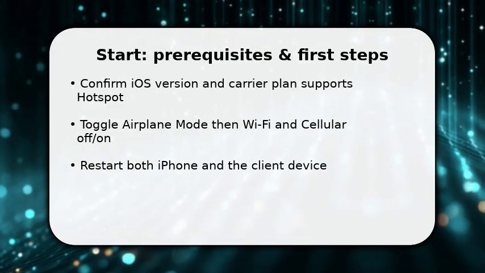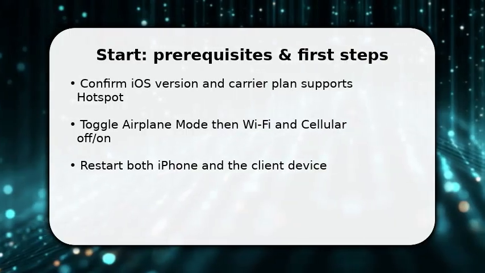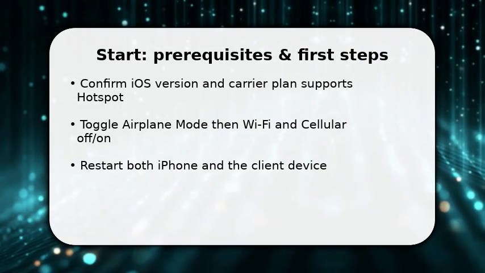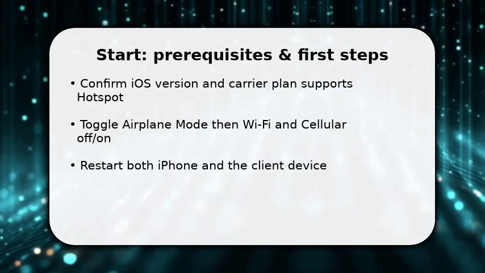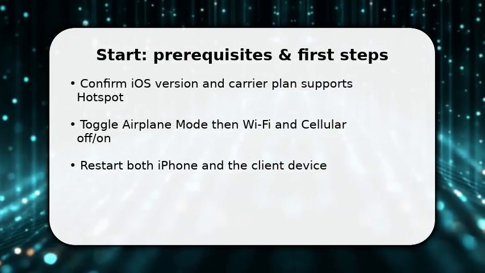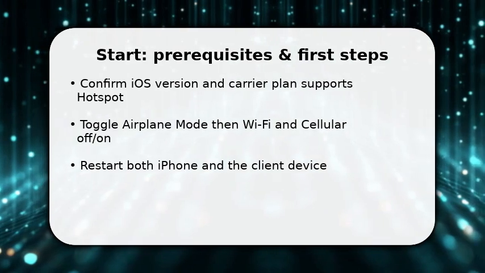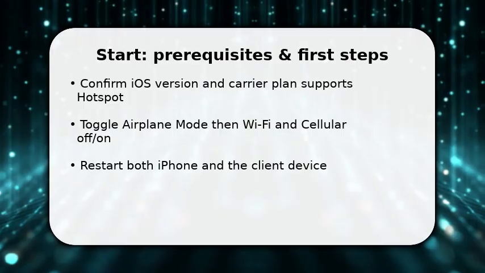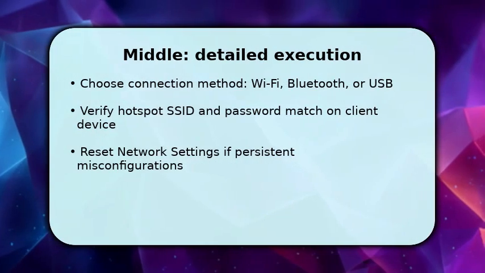Restart both the iPhone and the device you want to connect. That clears handshake errors. Make sure personal hotspot is enabled in settings and set a simple Wi-Fi password so you can quickly test connectivity without extra variables. Now execute the detailed steps.